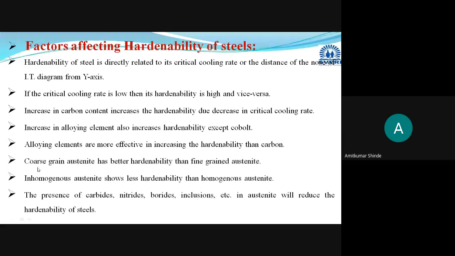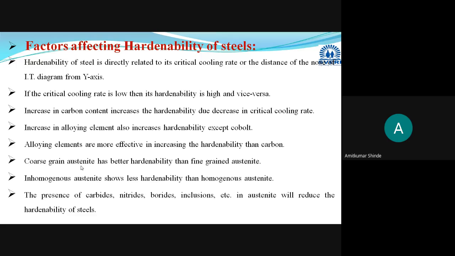The next point is the grain size of austenite. Whenever coarse grain austenite is present, then that coarse grain austenite will provide you better hardenability. Why will they provide you better hardenability?